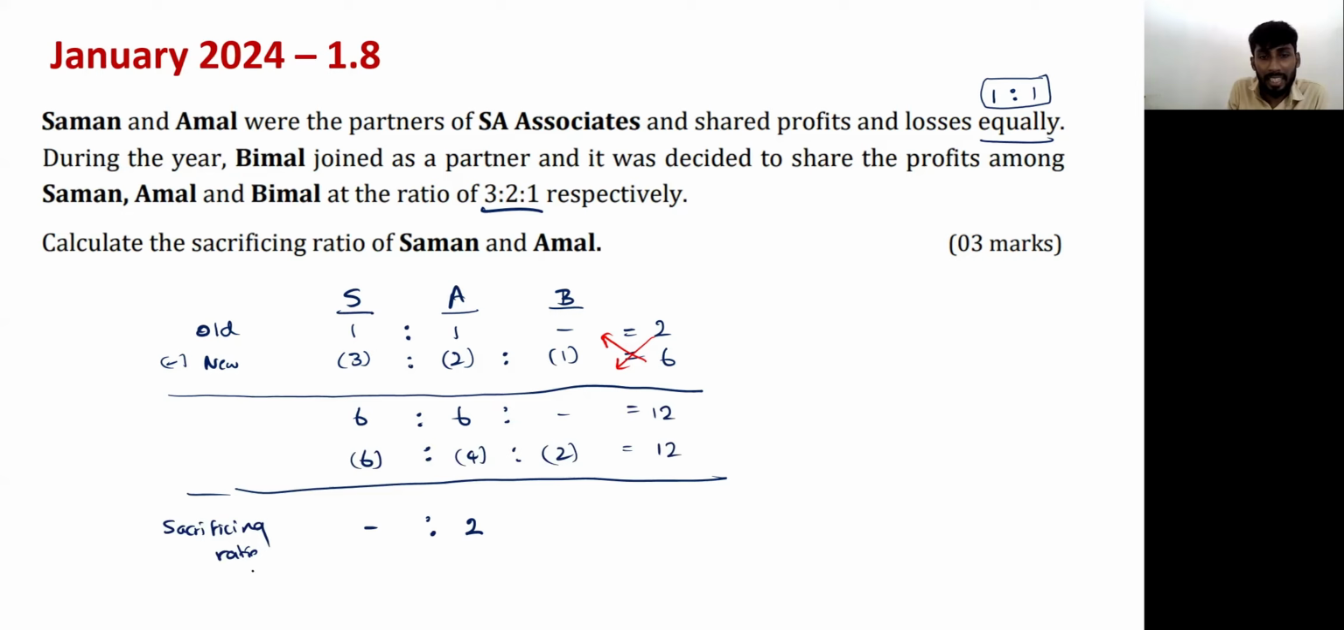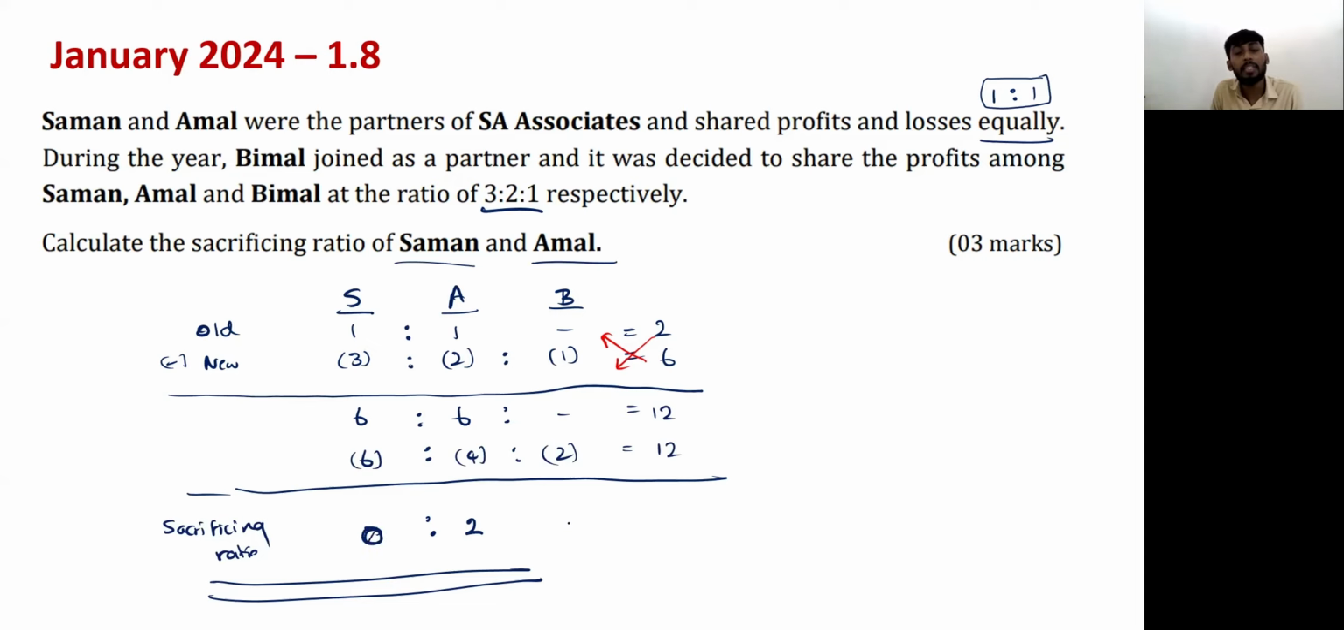So the sacrificing ratio between Saman and Amal, they have asked for that, no? Sacrificing the old one. So Saman and Amal's sacrificing ratio is 0 to 2. That means Saman has sacrificed nothing. Only Amal has sacrificed. Amal has sacrificed 2 profit portions and given that 2 to Bimal. So you can do the working like this. It's very easy for you to do. Done.